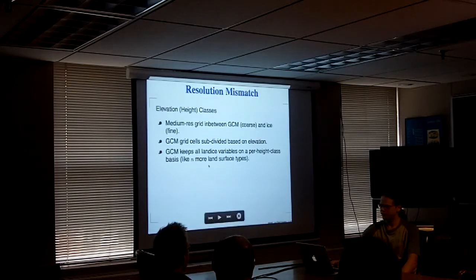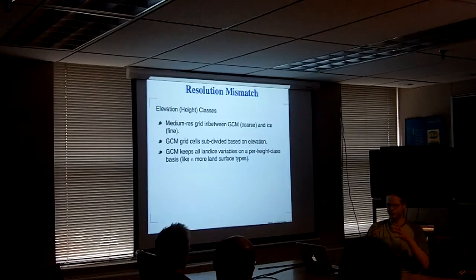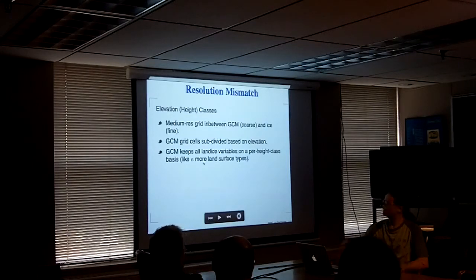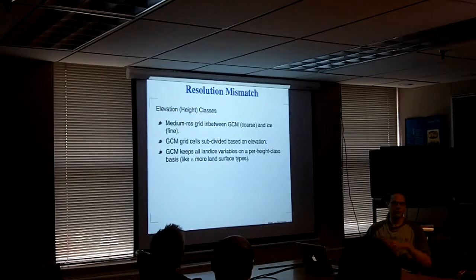The way we do that is we take each of our GCM grid cells and cut it into pieces based on elevation. Now we've turned one GCM grid cell into 3 or 5 or 10, according to the elevation contours. Then all of the computation we do on our GCM, all the land ice variables, we now do one per height class. So we turn one grid cell into 5 or 10.